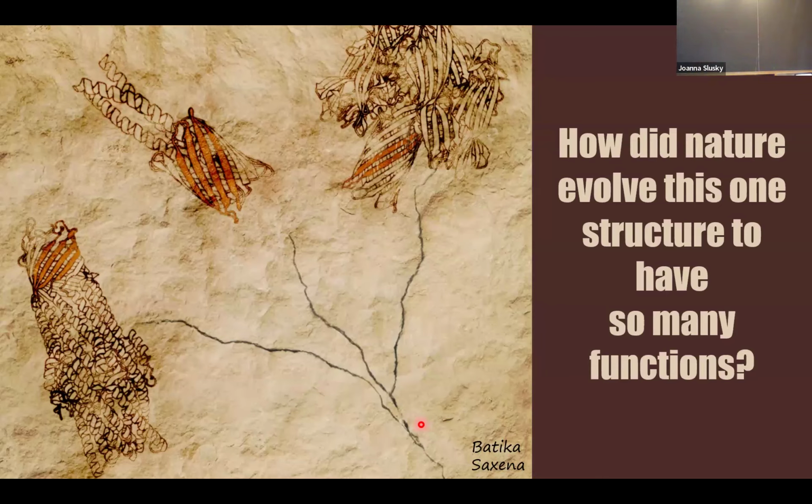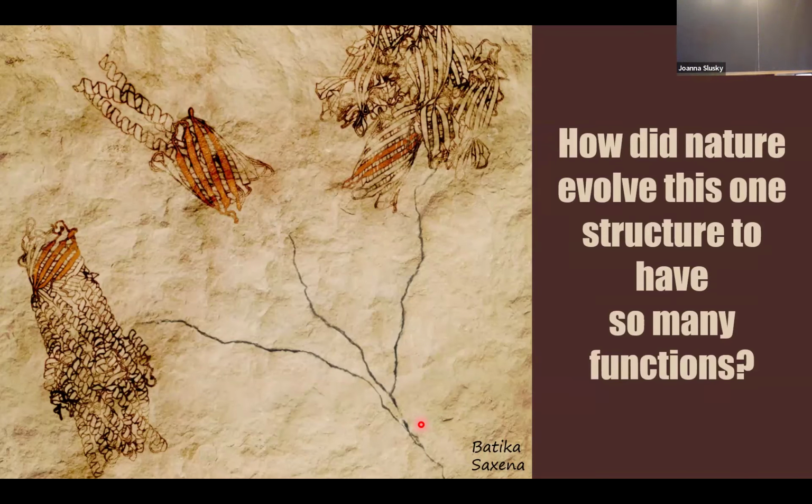I do want to let you know, somebody has asked me about this picture, which I thought was cool. We commissioned it, and someone said, oh, wasn't it cool that Cro-Magnon man was able to intuit protein structure? So right, that's not what happened. I just want to say this is from Batika Saxena, and it is not actually a Cro-Magnon cave.